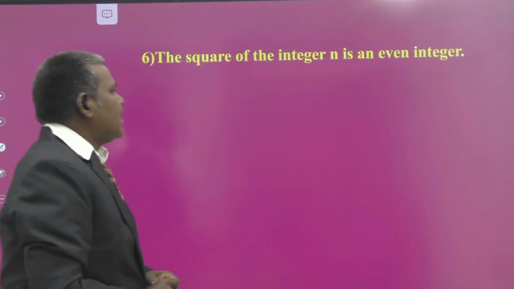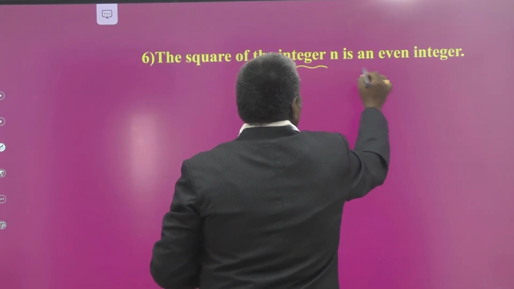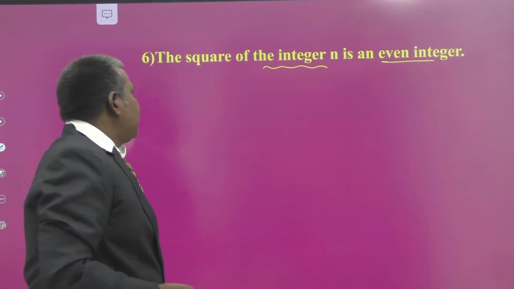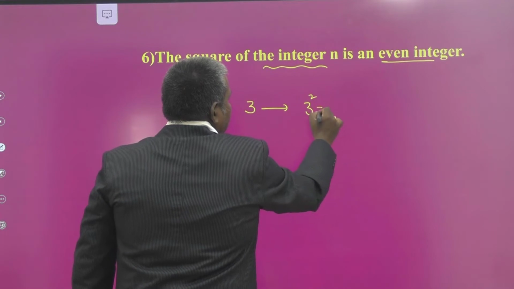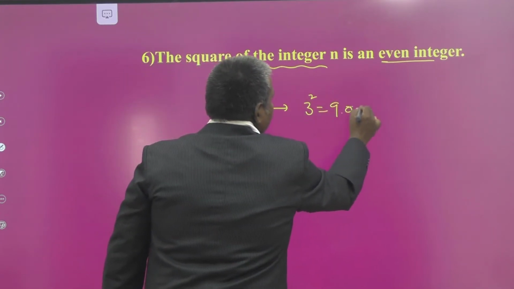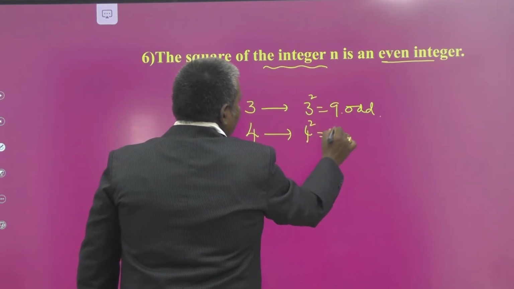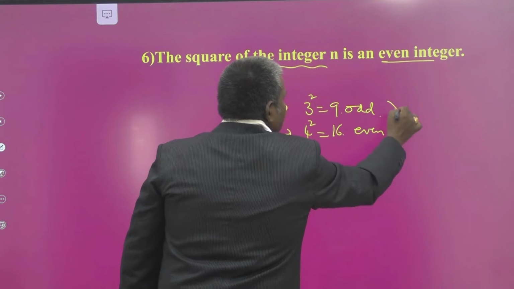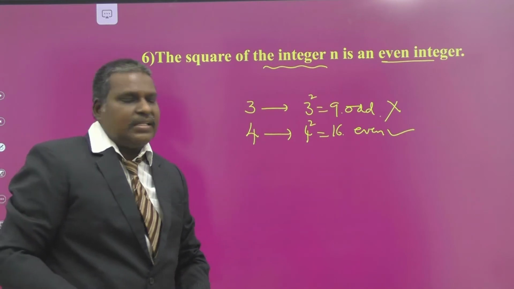Now let us see these examples. The square of the integer n is an even integer. Sometimes that may be even or may not be even. Suppose you take the integer 3, what is the square of 3? 3 squared is 9. This is an odd integer. If you take 4, this is also an integer. If you square it, that is 4 squared, which is 16. This is even. So sometimes our statement is correct, sometimes it is false. Therefore, this sentence is not a mathematically acceptable statement.